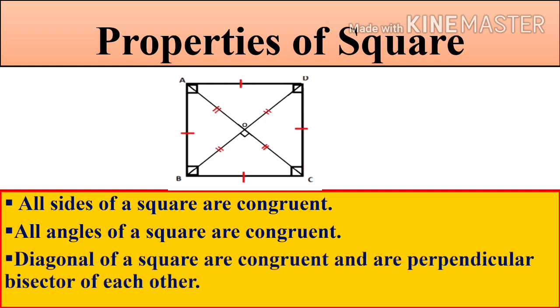Diagonals of a square are congruent and are perpendicular bisectors of each other. Means diagonal AC is congruent to diagonal BD and they both bisect each other. Now let's start the practice set number 5.3.